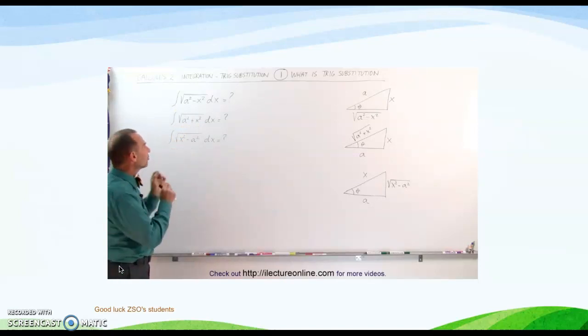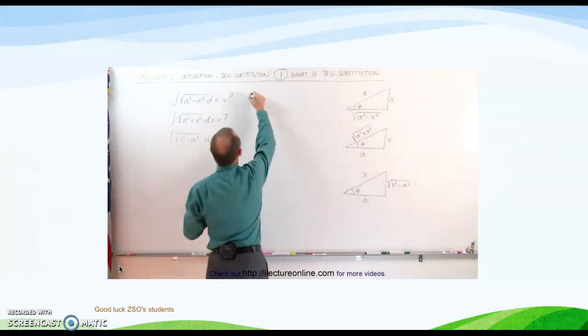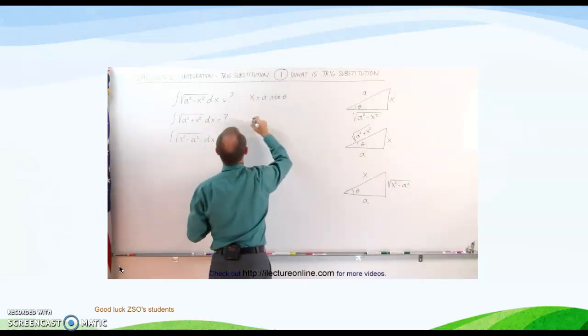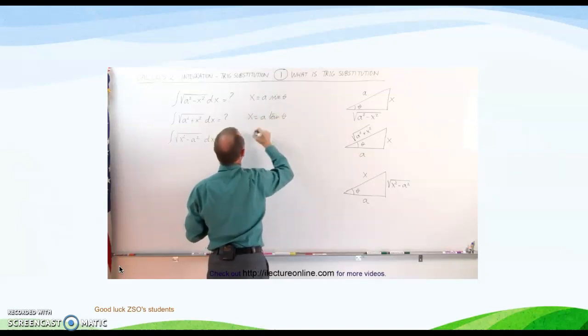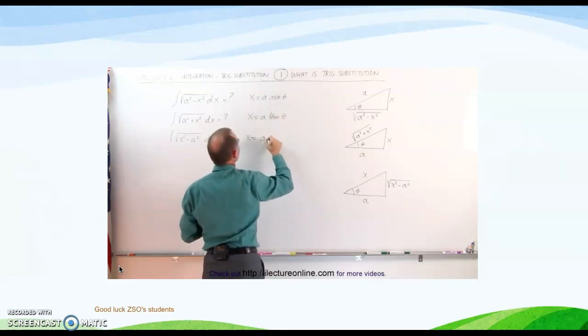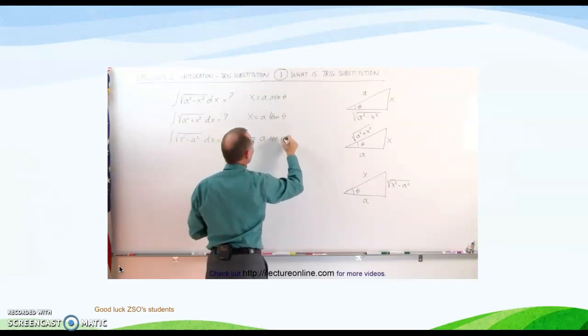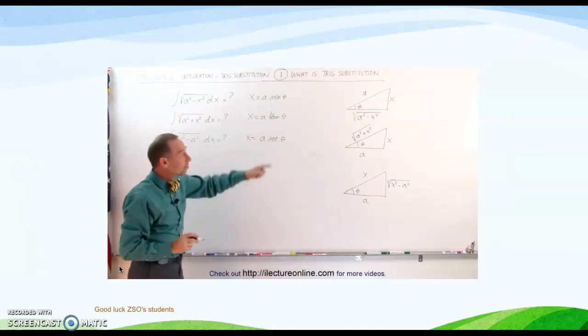Now, what we do is we substitute in for x a particular value. In the first case, we let x equal a times the sine of theta. In the second case, we'll let x equal a times the tangent of theta. And in the third case, we'll let x equal a times the secant of theta. Why do we do that? Well, that's what these triangles are for.